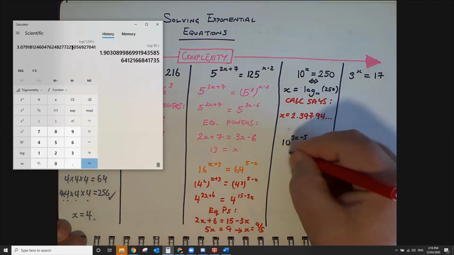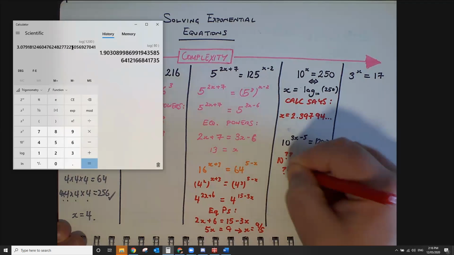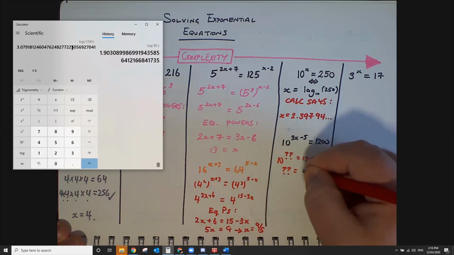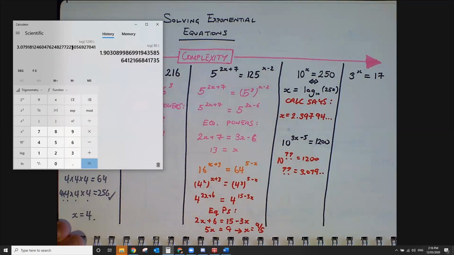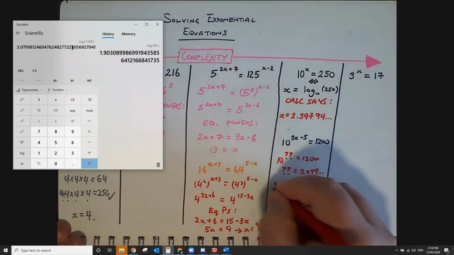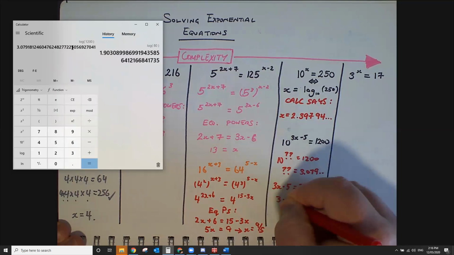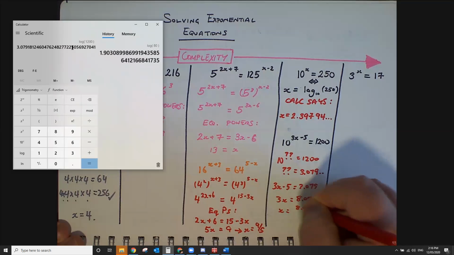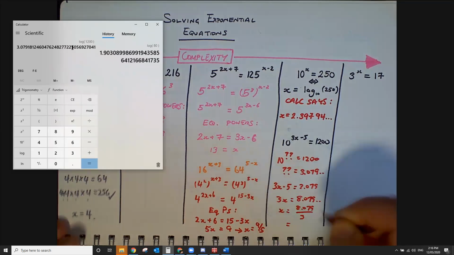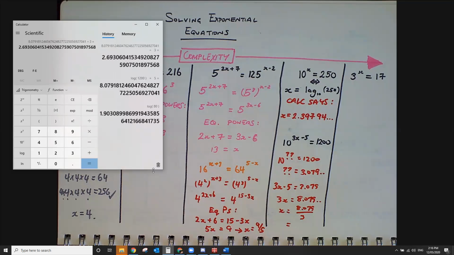So the what power of 10, our calculator tells us that the what is 3.079. And then we say, oh, wait a minute, what was the what? The what was 3x minus 5 equals 3.079. That means 3x equals 8.079, which means x equals 8.079 divided by 3, equals whatever it equals. Add 5, divide by 3, we get 2.69.